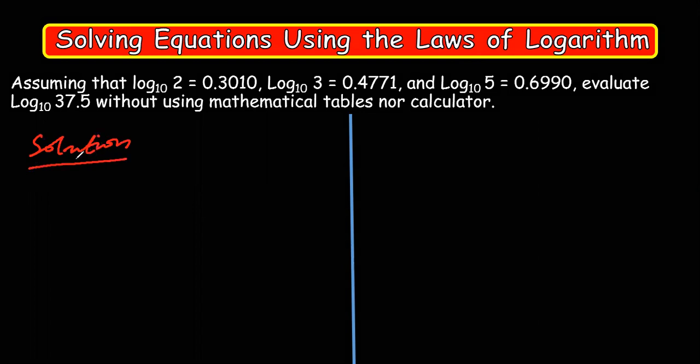So we are going to simplify this log 37.5, which is in base 10. This is what we are going to simplify, and we have done something like this. To do this, we need to change this value into a fraction. So let me show you by writing somewhere here again for you to see.